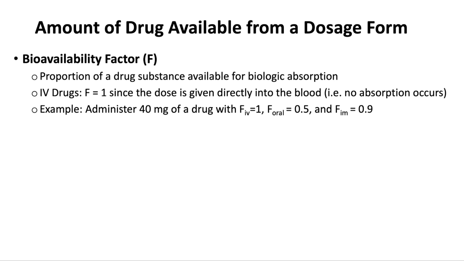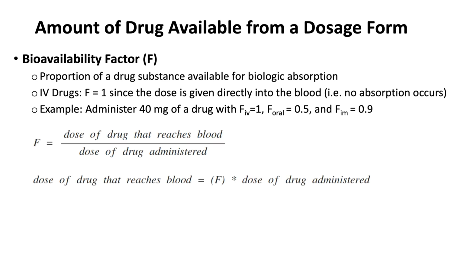And again, bioavailability is a subcategory of absorption, as it is the fraction of an administered dose of an unchanged drug that reaches the systemic circulation and is one of the principal pharmacokinetic properties of a drug. Now, the bioavailability factor is abbreviated with a capital letter F. So let's go ahead and define what an F value means.